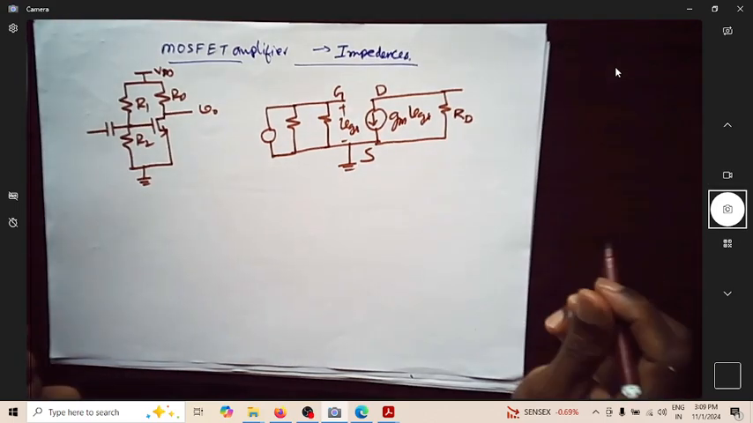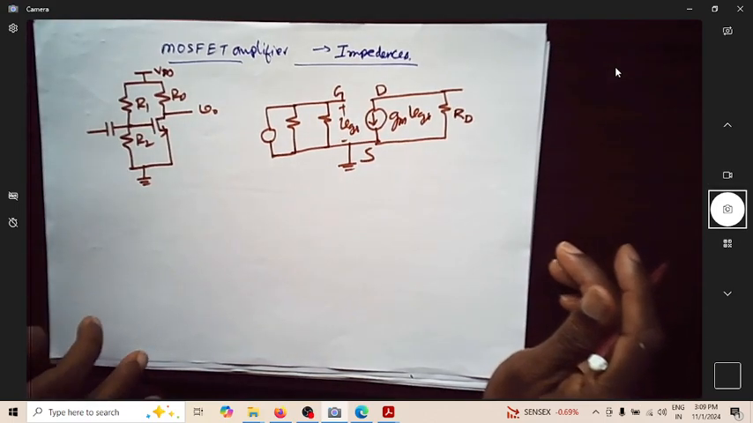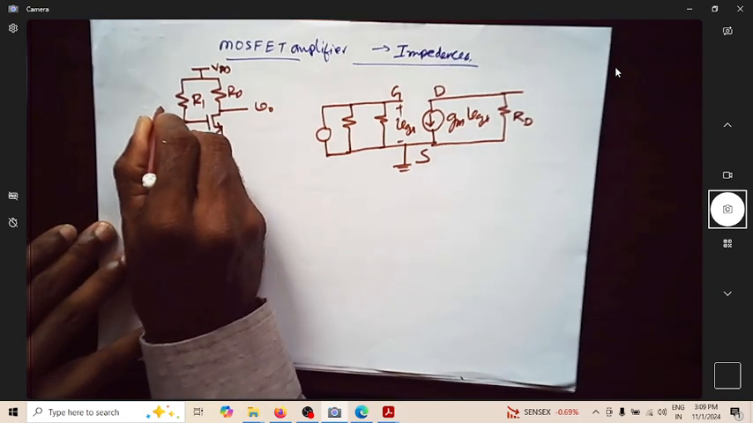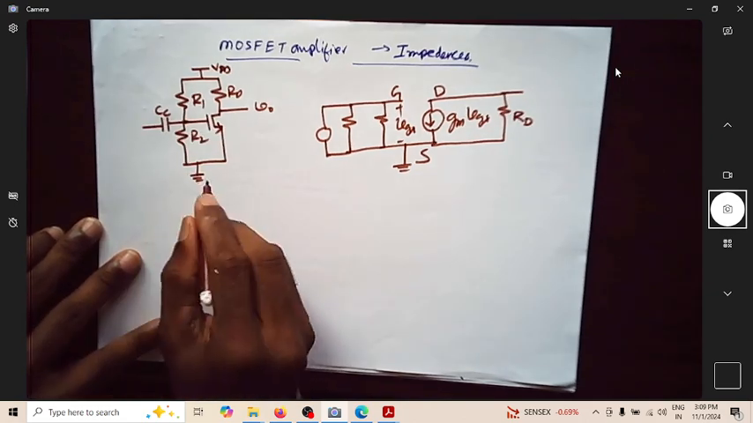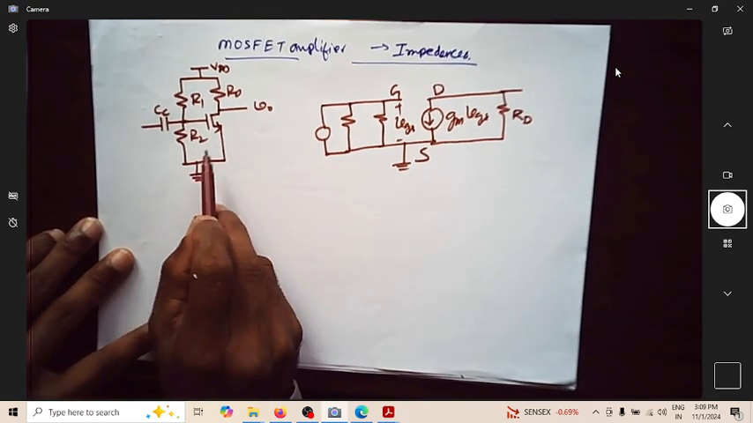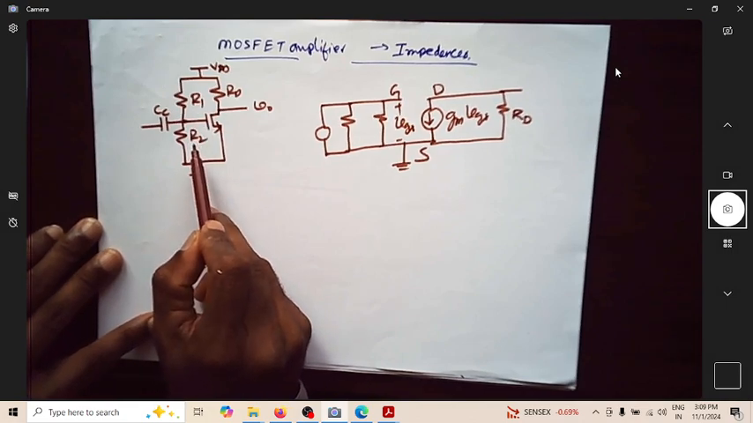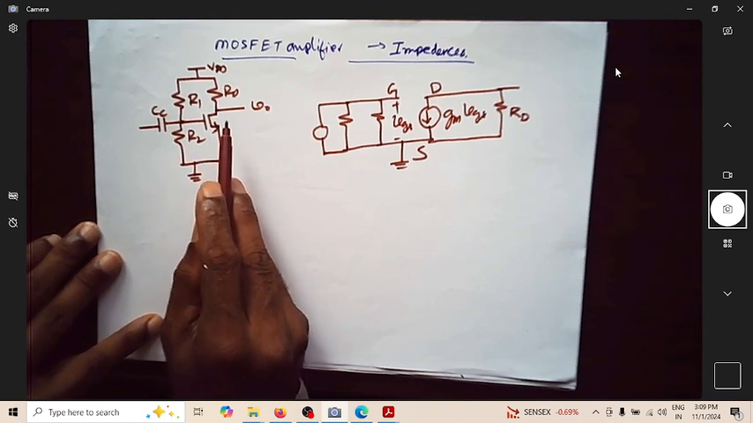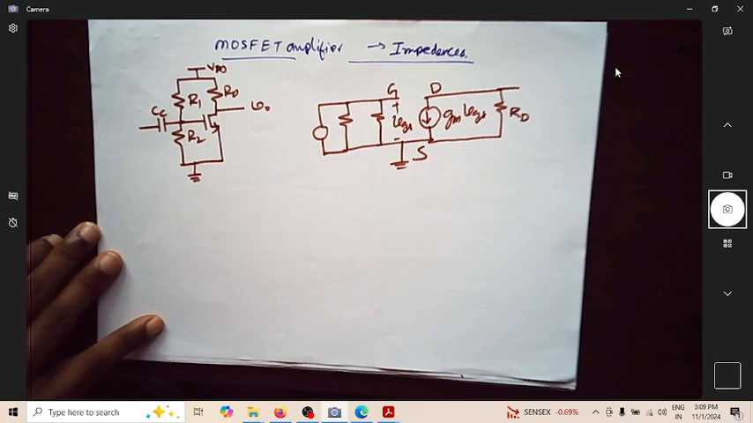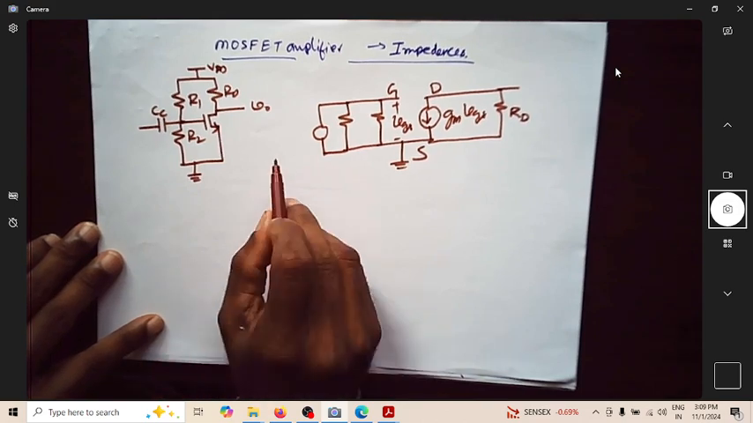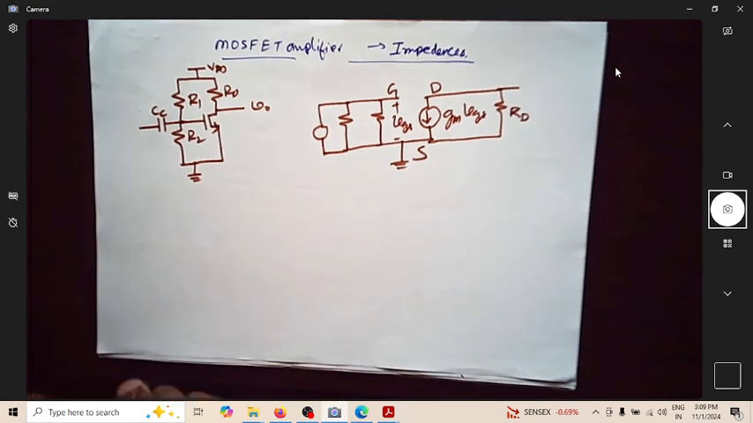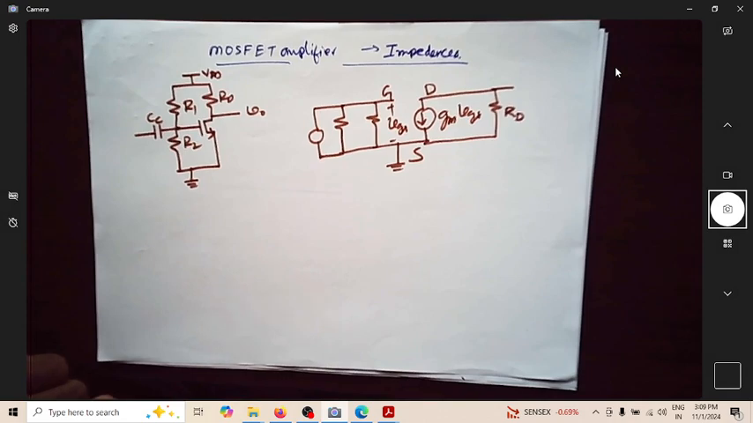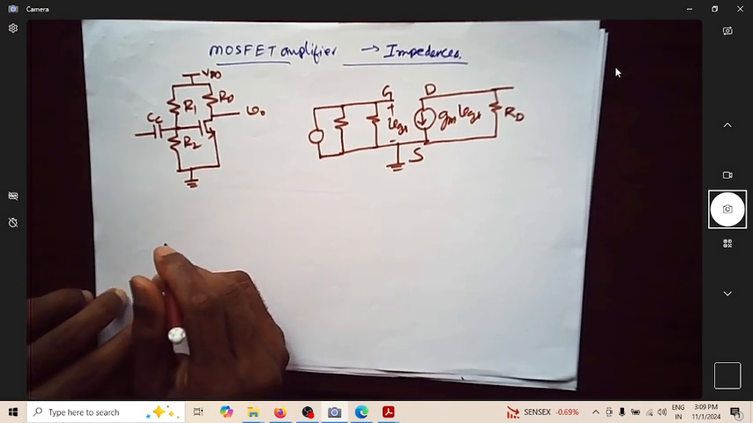Okay, now we shall continue the analysis of this MOSFET amplifier. This is the circuit that we considered in the last video. So we have a MOSFET as an active element, and R1, R2 is used to provide the required VGS, and RD is used to get the desired VDS, so that the MOSFET operates in the saturation region, and the input is amplified by AV times.